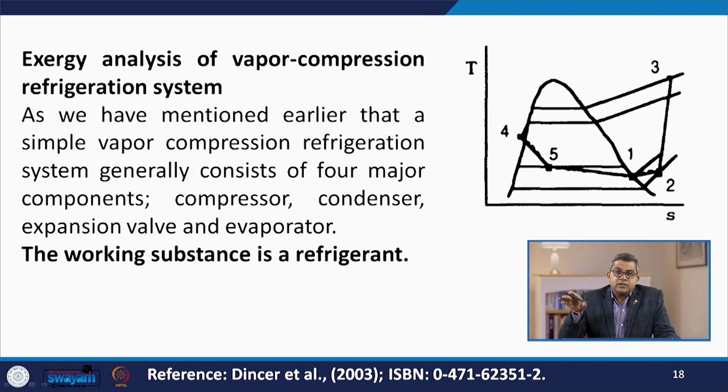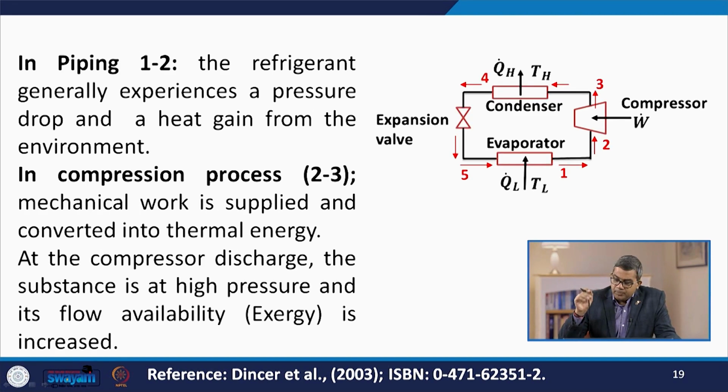One is the compression, attributed to the compressor; condensation, with respect to the condenser; expansion through the expansion valve; and evaporation through the evaporator. Now the working substance is a refrigerant. In piping from 1 to 2, the refrigerant generally experiences a pressure drop and heat gain from the environment.